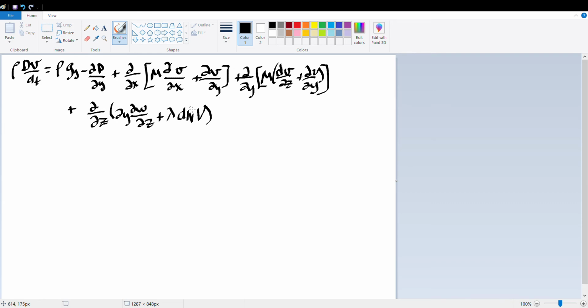All right, so I'm not sure if I mentioned this. Actually, there's also the component in the z direction, dt, but we're not going to get into that. Just say it like that.